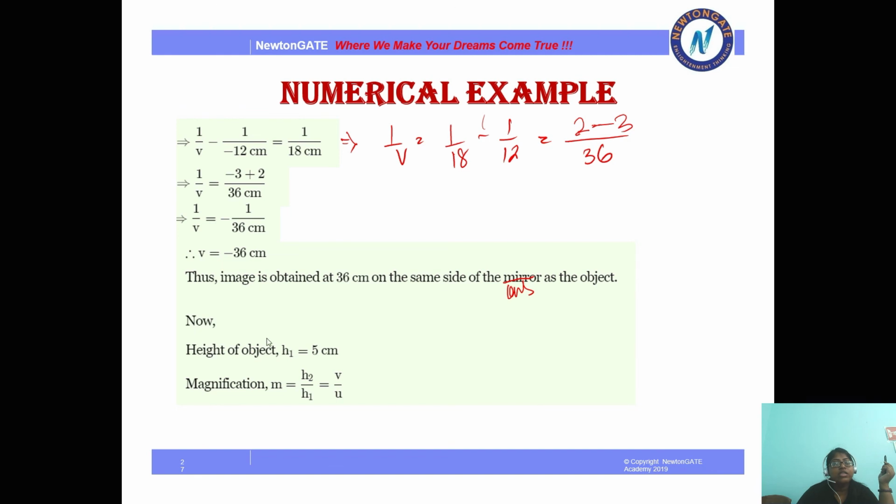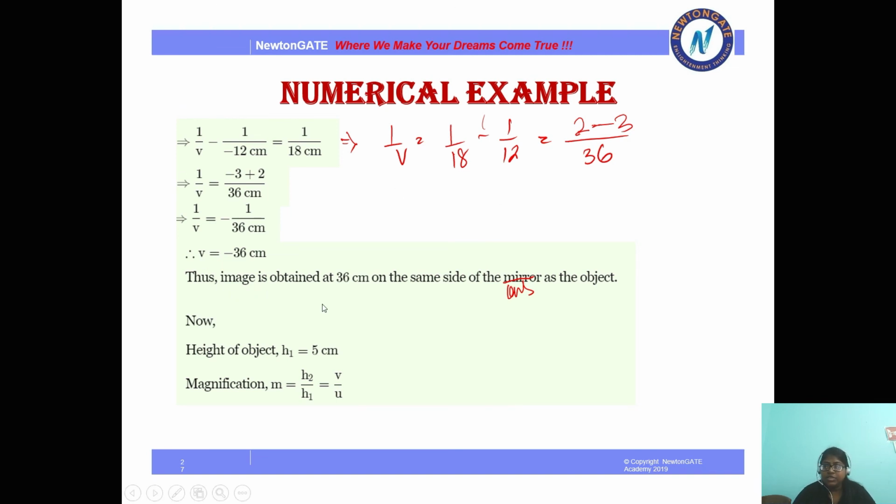Now let us find out the height of the image. Height of the object was given as 5 centimeter, and we know h2 by h1, which is height of the image by height of the object, is equal to image distance divided by object distance. So h2 by h1 is equal to v by u. Now I know the value of h1, I know the value of v, and I know the value of u. Let us put all of them.